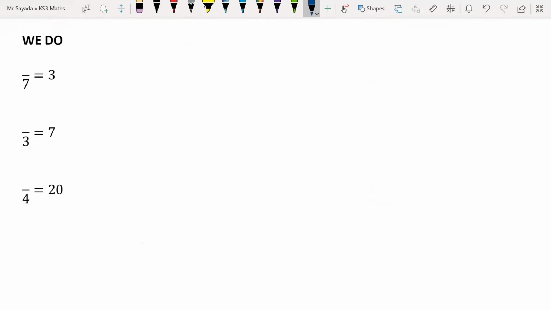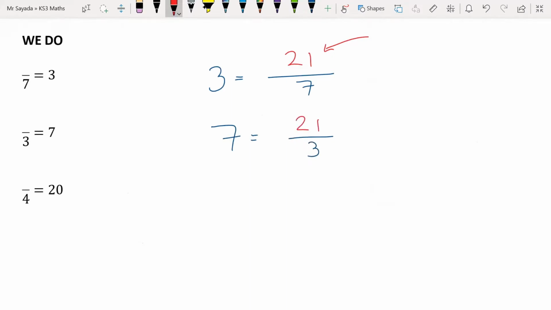So you should have now tried all 3. So let's go through them together. So we've got 3 equals something over 7. So we need to find what number when divided by 7 makes 3. So the answer is 21, because 21 divided by 7 is 3. Then we have something divided by 3 is 7. So that something is also 21. If 21 divided by 7 is 3, 21 divided by 3 is 7.